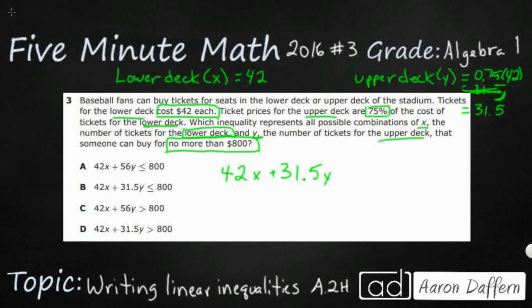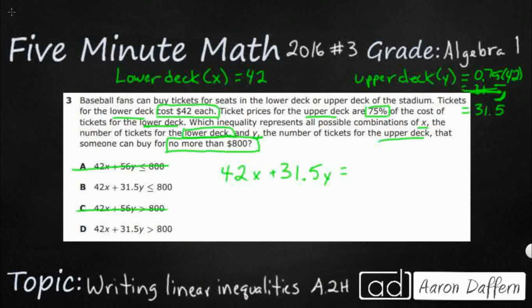Now, here's where it gets tricky. Obviously, we're not looking at A. We're not looking at C because they don't have the correct y. And they've got that 56 there. I'm not exactly sure where they got that, but I'm sure that's a common error.